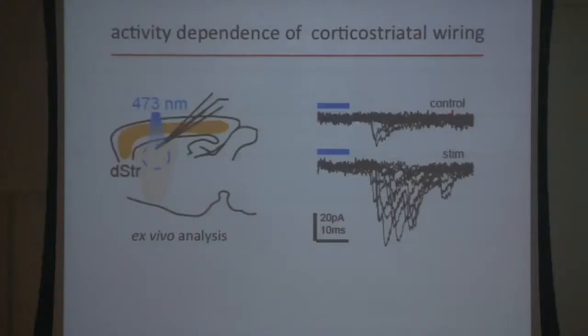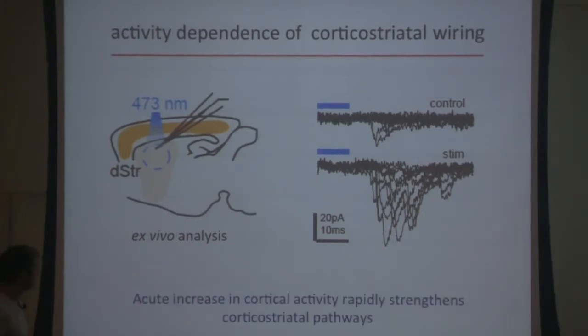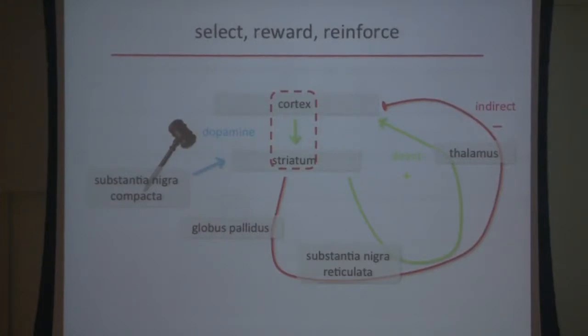Okay. And by the way, as an aside to what Richard said, this is completely dependent on activation of PKA via D1 receptors or A2A receptors, depending on which cell class you're looking at. Okay, so acute increase in cortical activity rapidly strengthens corticostriatal pathways.